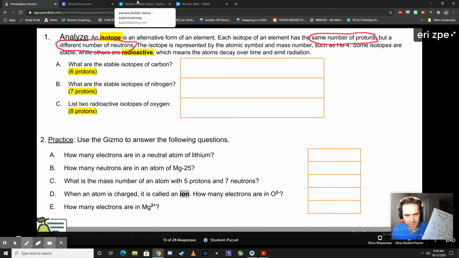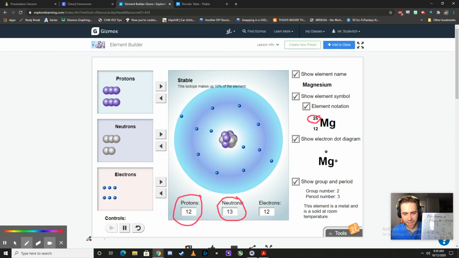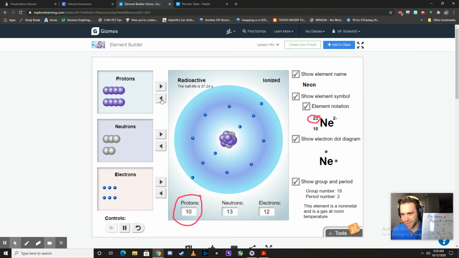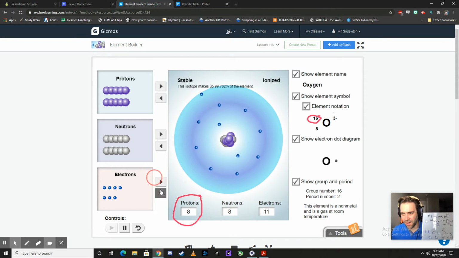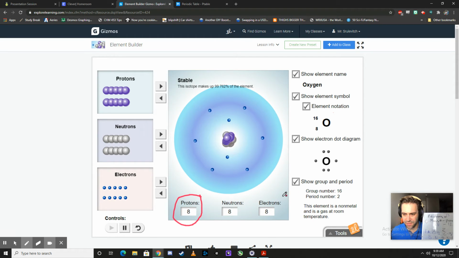Okay, now let's use the element builder to do this. I want to erase these. Okay, and I want to go to my pointer, and I want to make oxygen. Oxygen has 8. And let's make it neutral, so the same number of electrons as protons. Okay, and let me circle these two.